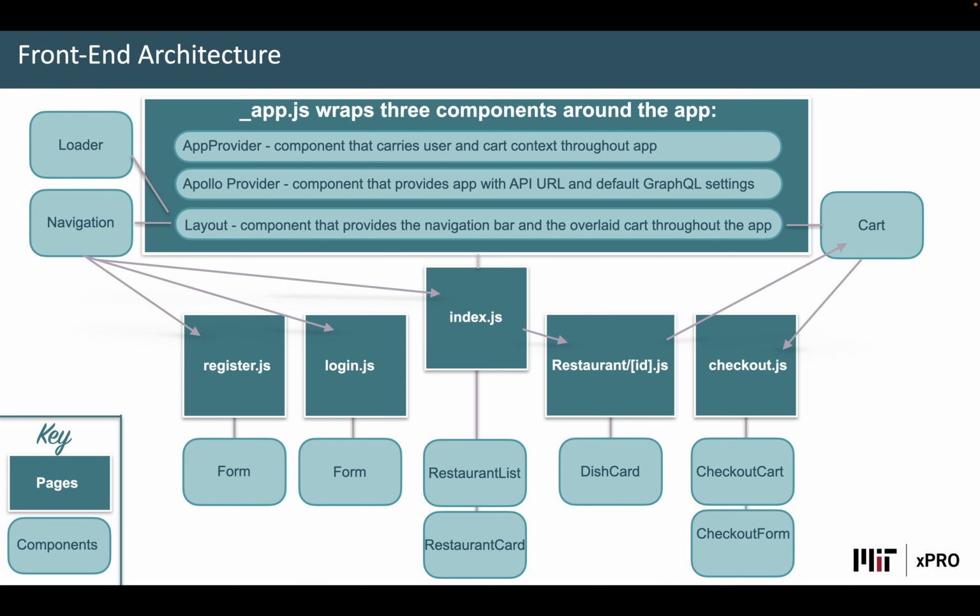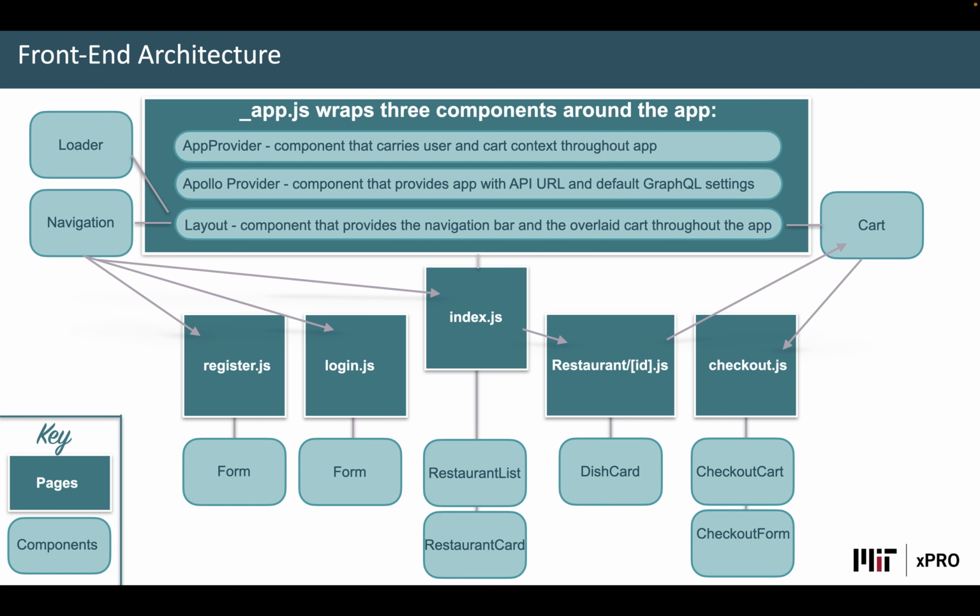The Order In app has several components that are available to all front-end files because they are wrapped around the app in the _app.js file. These ubiquitous components are App Provider, which handles persistent user and cart data, Apollo Provider, which provides the app with an interface to the database through an API URL, and the layout component, which provides a navbar, an indication when the front end is loading through the loader component, and the shopping cart in the cart component.